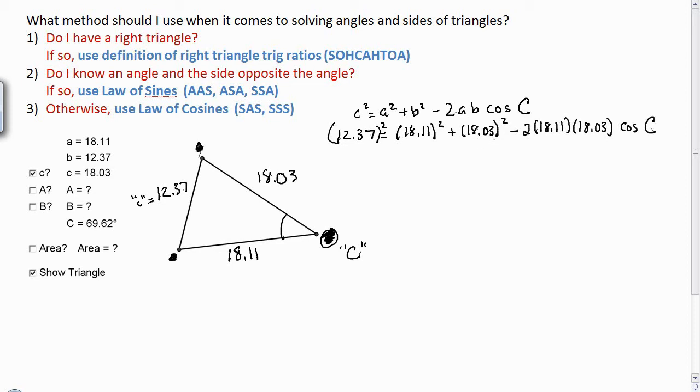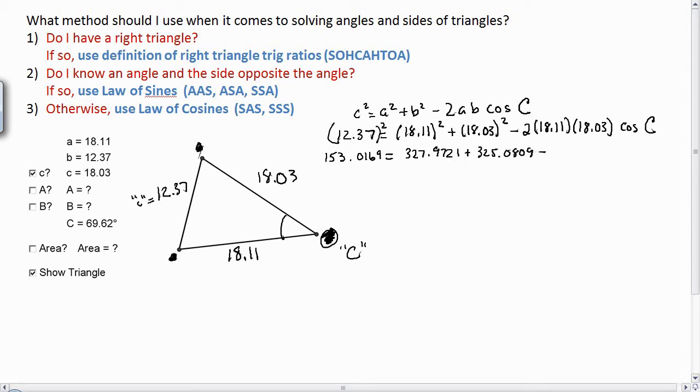So I'm taking my calculator as we speak, and I'm typing in 12.37 squared, and I've come up with 153.0169. I've got 18.11 squared, which is 327.9721. I'm taking 18.03 squaring it. I've got 325.0809. I am going to take 2 times 18.11 times 18.03, hit enter. I have 653.0466 cosine of C.